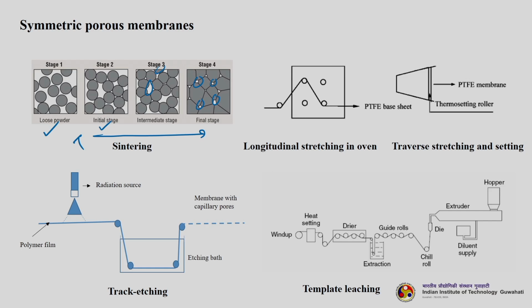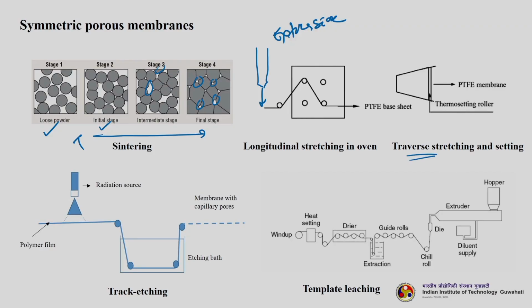The second one is stretching. Once something is coming from the extruder, after extrusion it goes to stretching. Manual stretching also can be done, usually it was done when membranes were being prepared in labs. You can do longitudinal stretching inside an oven also, so that evaporation also happens, or you can do transverse stretching, then go for setting.